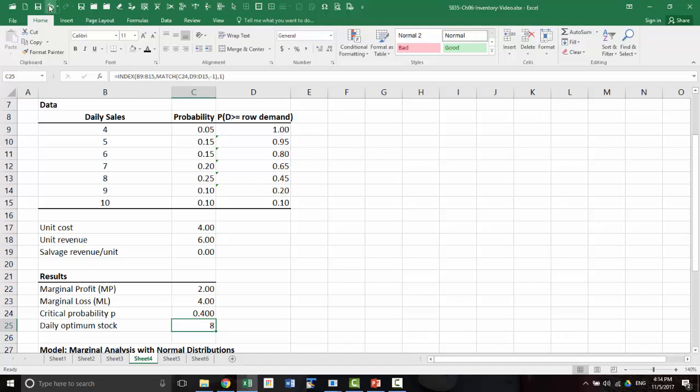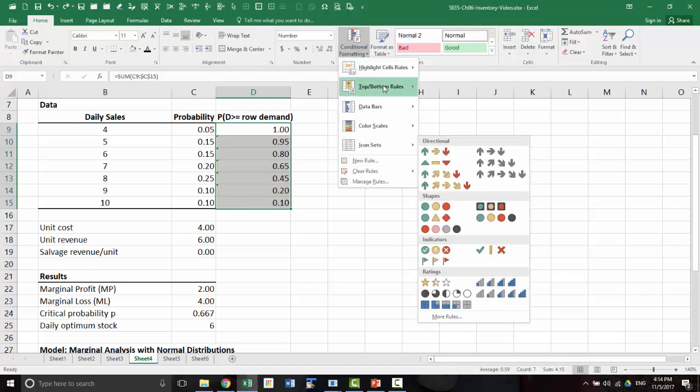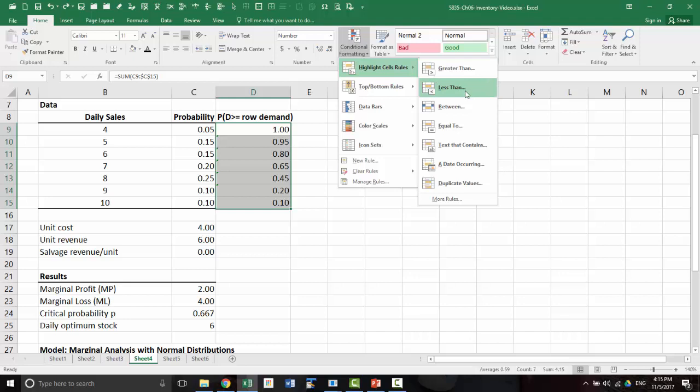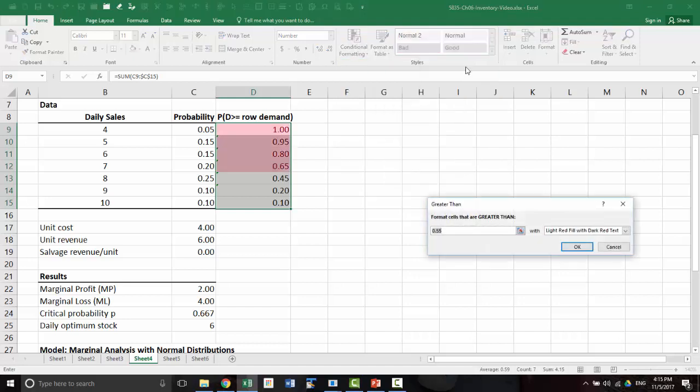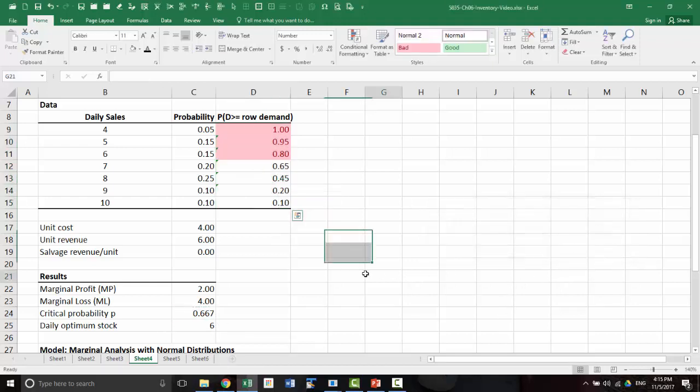There is one other thing we can do here. We want to look at which probabilities are included. We can use conditional formatting. So you go to conditional formatting, highlight rules. Here you can say greater than or equal to that cell. And that highlights all the rows that are covered by the critical probability.